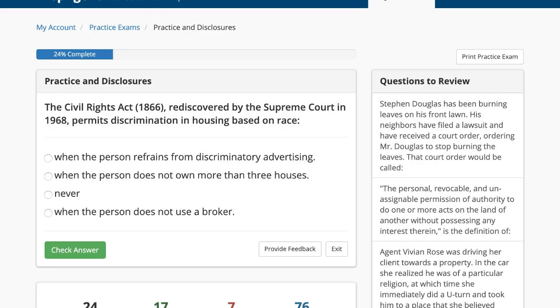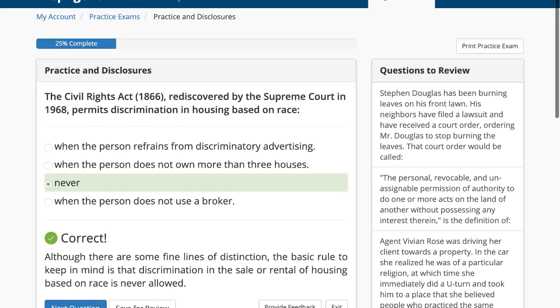The Civil Rights Act of 1866, rediscovered by the Supreme Court in 1968, permits discrimination in housing based on race. A, when the person refrains from discriminatory advertising. B, when the person does not own more than 3 houses. C, never. Or D, when the person does not use a broker. And the answer is C, never. It is never okay to do that.